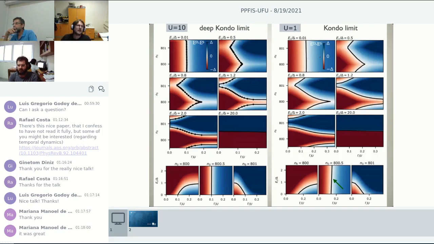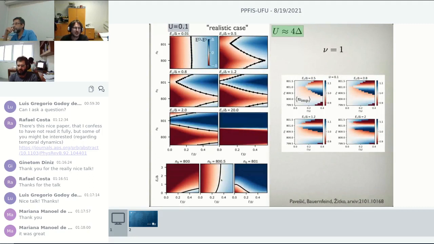And then we can also study what happens when we are not in the deep Kondo limit, so we can reduce the value of U. So this is still Kondo limit, but not very deep limit, and we see some small, mostly qualitative changes, and we can then reduce it even further, and we can see that now the quantitative differences are rather large. So, maybe I should mention that for this parameter, we could call it a realistic case because this corresponds to the actual value in the experimental system.